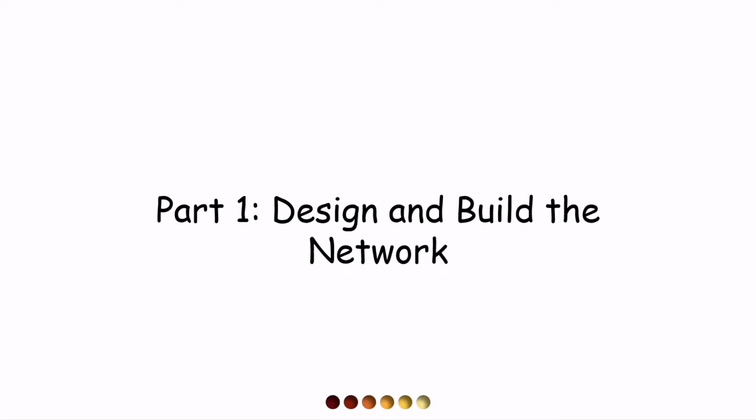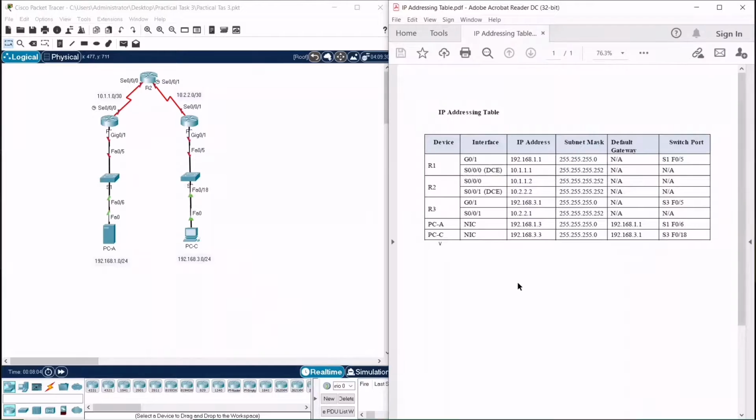Part 1. Design and build the network. Okay, in part 1 I am going to show you about the logical diagram, physical diagram and IP addressing table. First we start from the logical diagram. As you can see in this logical diagram there are 4 networks, 3 routers R1, R2, R3, 2 switches S1 and S3, and PCA and PCC.